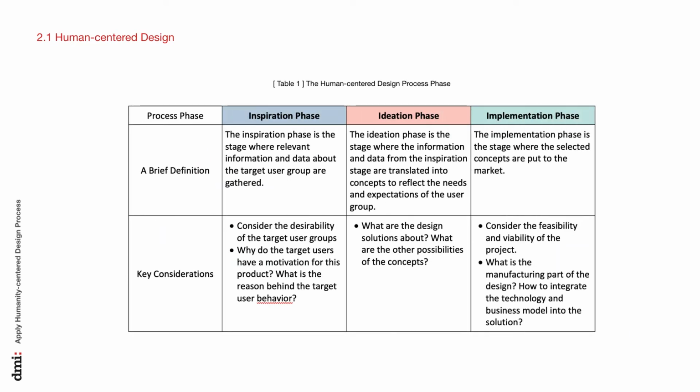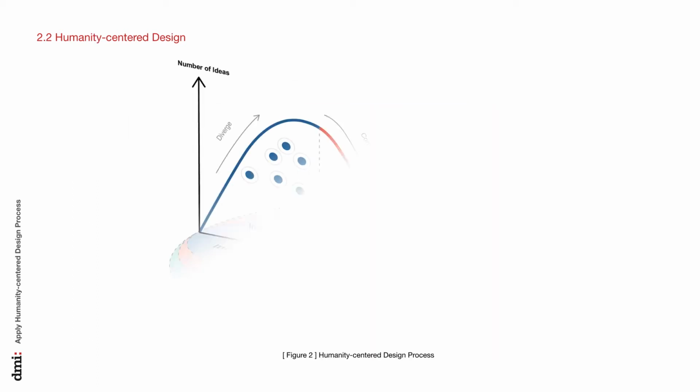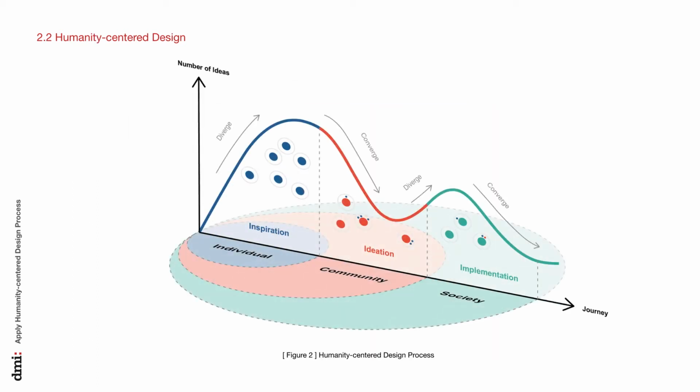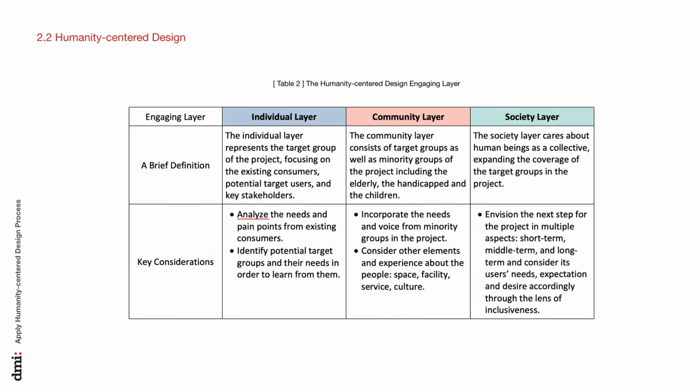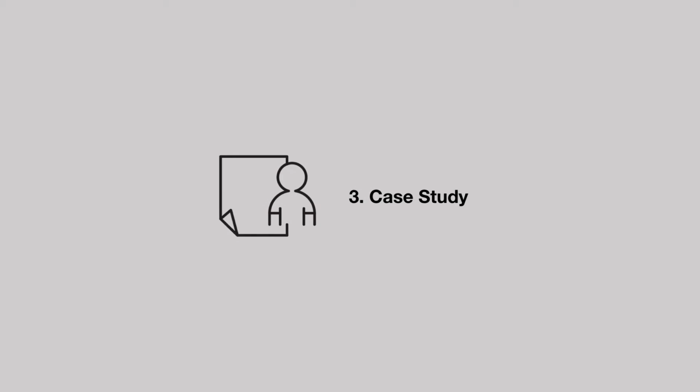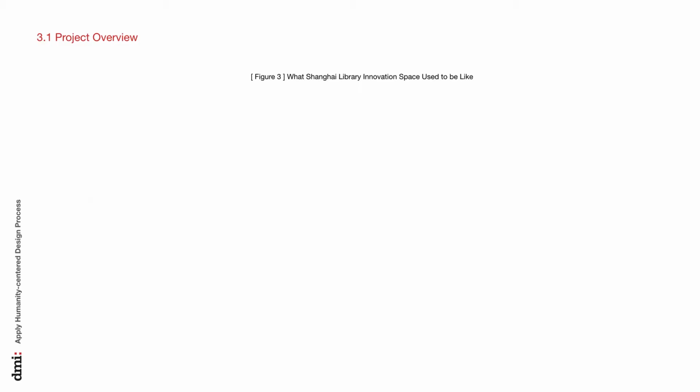Table 1 provides a brief definition of each phase. I won't go into detail here. In the study, the project team applied humanity-centered design process by adding 3 extra engaging layers: individual, community, and society. It was a design experiment. I will explain the 3 engaging layers in detail through the following case study. Let's move on to Chapter 3, Case Study.